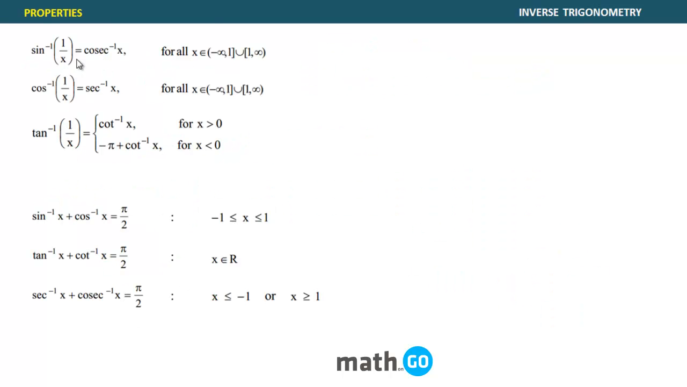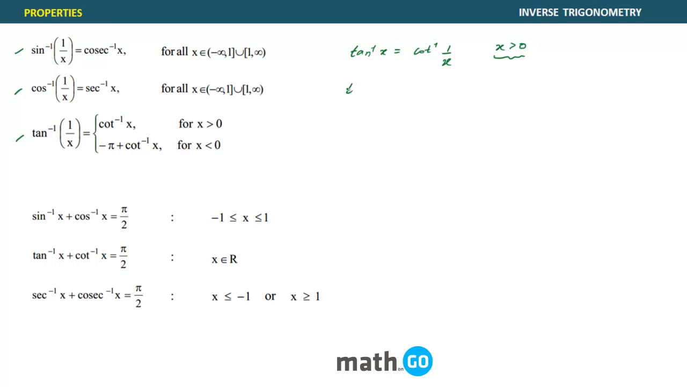Next particular set of properties that we have to do is the inverse set of properties. So sin inverse 1 by x is nothing but cosecant inverse x, or vice versa, cosecant inverse 1 by x is sin inverse x. Similarly for cos and secant pair. But now you have to remember a special formula for tan inverse 1 by x. So tan inverse 1 by x is nothing but cot inverse x, right? This is only valid when x is positive.